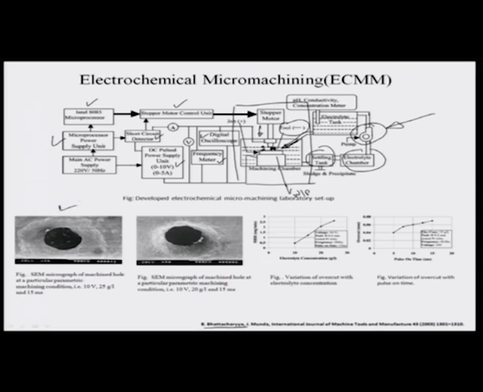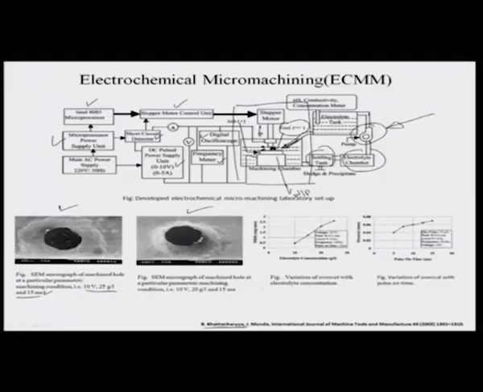So these are two nice SEM illustrations of the scanning electron micrographs of machined holes at a particular parametric machining condition. The machining conditions used are 10 volts DC pulse supply, 25 gram per liter of electrolytic concentration, and a machining time of about 15 milliseconds. So there is also a variation of overcut with respect to the electrolytic concentration and also with respect to the pulse on time that has been illustrated by this group, okay.